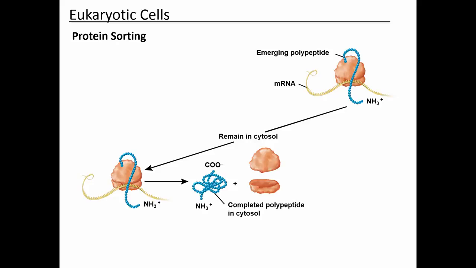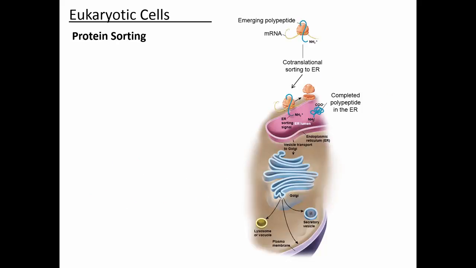Okay, and then what happens in this middle pathway is you're going to start to make the protein in the cytosol. And then you're actually going to stop. You're going to pause protein production. So you're going to pause translation. So you're going to stop making the protein.